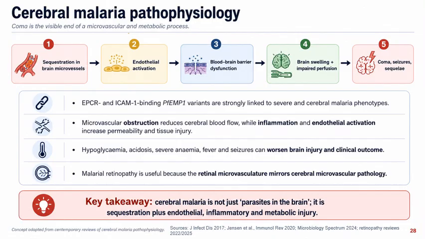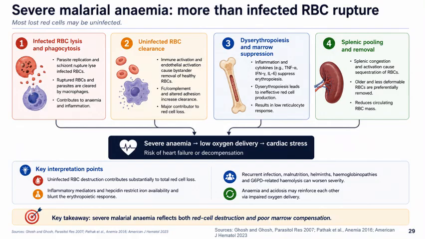Is the stronger answer than a single mechanism explanation. People often think severe malaria anemia is caused by the fact that infected red cells rupture. That is true, but it is not enough. Infected red cells are lysed and phagocytosed. At the same time, many uninfected red cells are removed because inflammation, complement deposition, altered deformability, and splenic activation mark them for clearance.